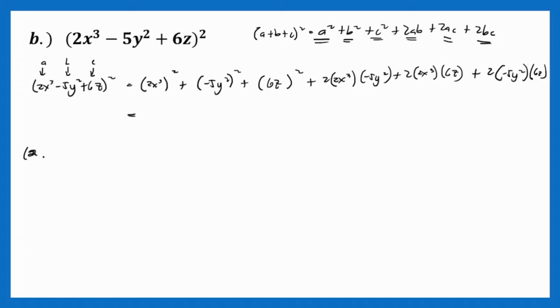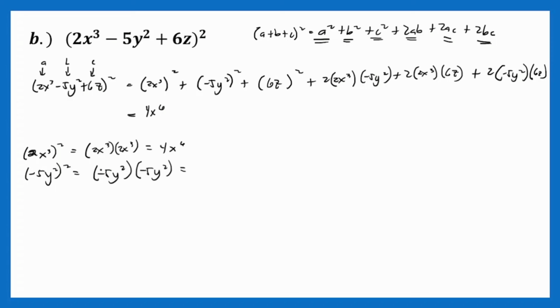2x cubed. Tapos naka-squared siya. So, dalawang 2x cubed ang naka-times. Okay? So, 2 times 2 is 4. x cubed times x cubed, x raised to 6. Plus lang. The exponent. That's 4x raised to 6. Next. Negative 5y squared, squared. So, dalawang negative 5y squared na naka-times. Negative 5 times negative 5, that's 25 na positive kasi same sign. y squared times y squared, y raised to 4. So, we have plus 25y raised to 4.